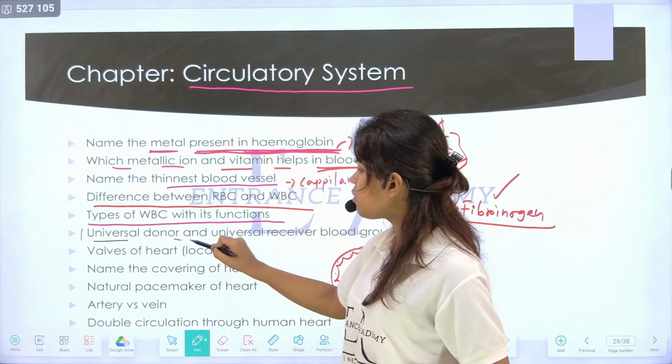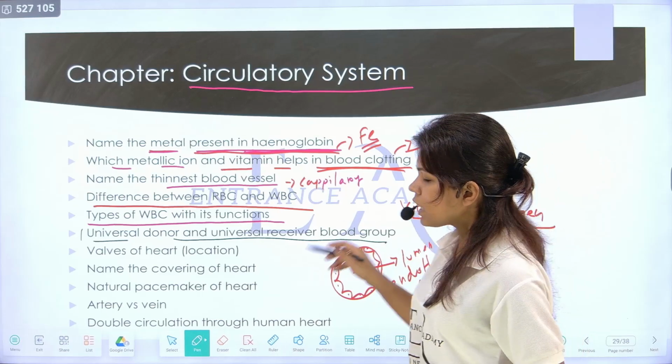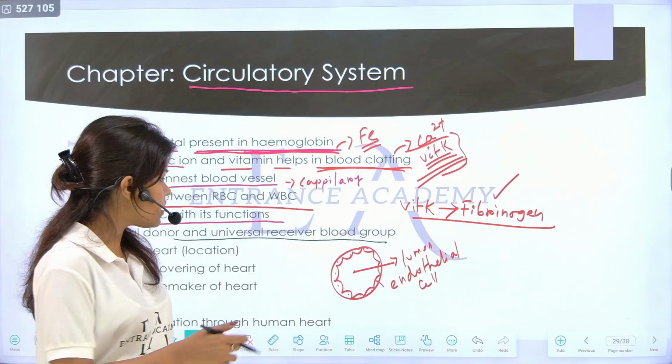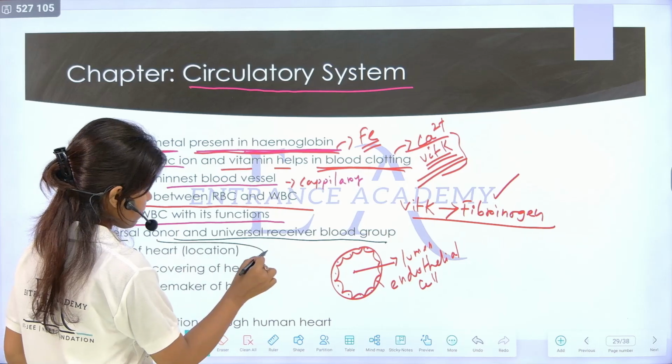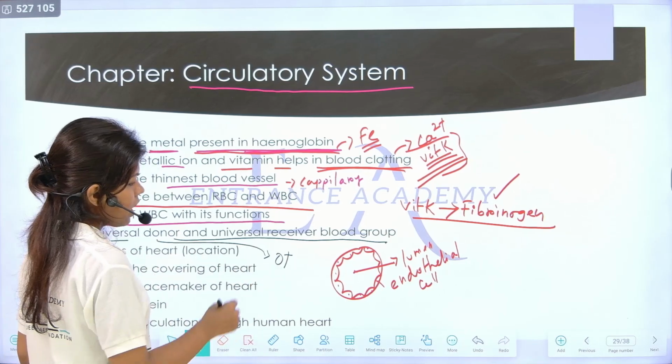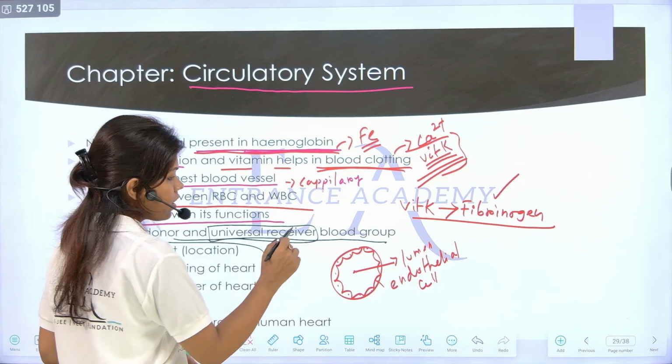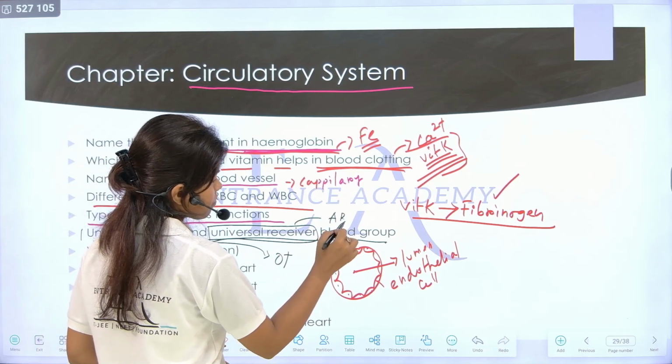Universal donor and universal receiver blood group. Universal donor blood group means it can give blood to anyone. That is O positive. And universal receiver means it can take blood from anyone. That is AB positive.